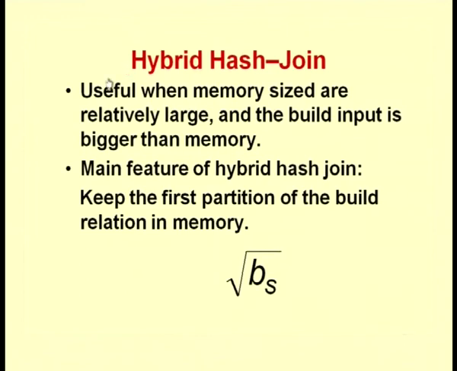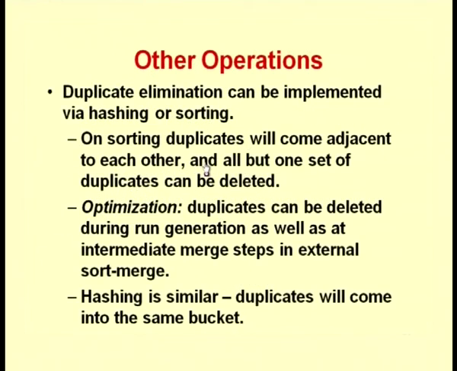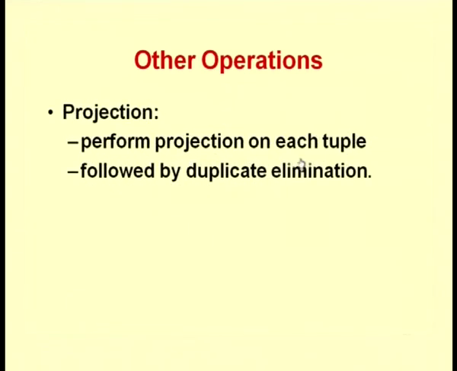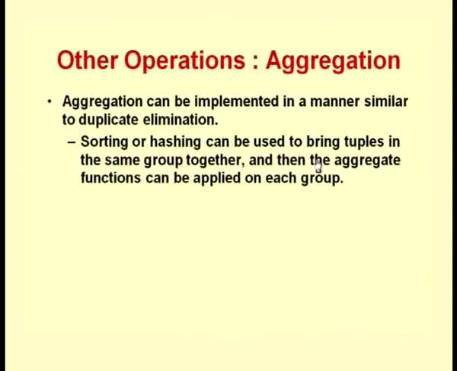The hybrid hash join is useful when memory size is relatively large and the build input is bigger than memory. The main feature of the hybrid hash join is to keep the first partition of the build relation in memory. Then you have to do duplicate elimination. This can be done in different ways, by hashing or sorting, and you perform projection on each tuple followed by duplicate elimination. Another operation that you do on a database is aggregation. This can be implemented in a manner similar to duplicate elimination.